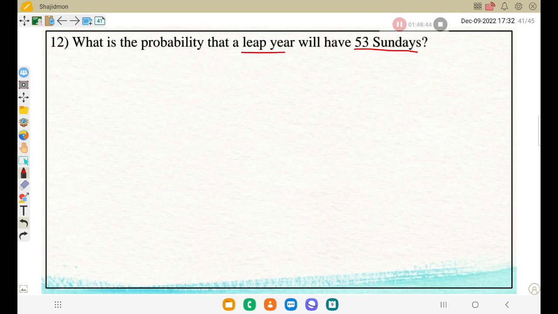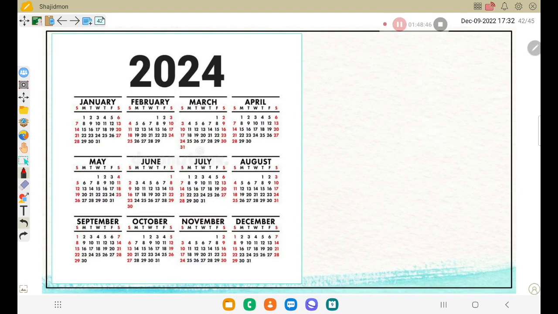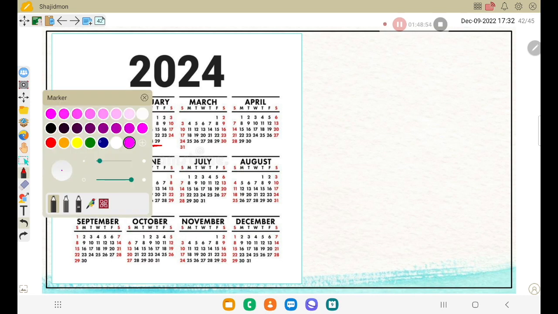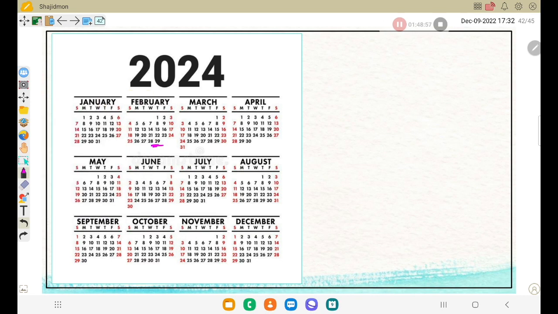Before that, some prerequisite idea. For example, 2024 is a leap year. Leap year means February will have 29 days. That is the meaning of leap year, correct? So normally a normal year means 365 days will be there, correct? But in a leap year, how many days will be there? 366 days will be there, correct?